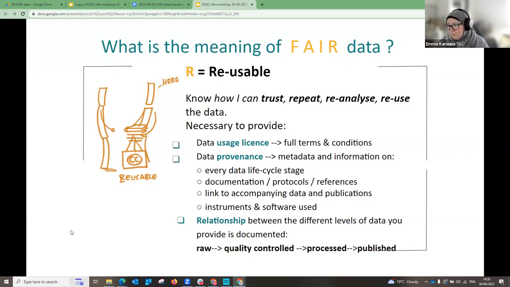And then it's very important that you describe this relationship between the different levels of data that you are providing. So I've said you could have the raw data, you could have a clean data set. You must say how these relate to each other. So you must document that and provide that information with your data set.